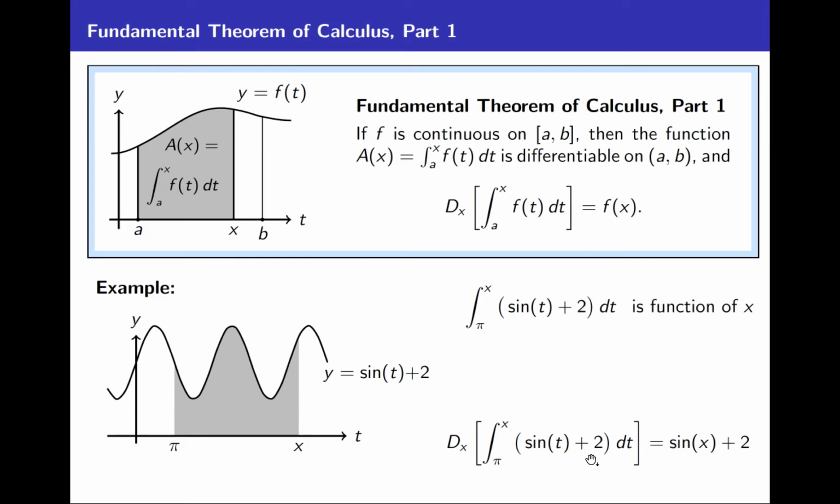The t was just a dummy variable. The value of this function depends on x, so its derivative needs to be a function of x. And the Fundamental Theorem of Calculus says it's sine of x plus 2. That's the Fundamental Theorem of Calculus, Part 1, in this example. This may look a little bit cryptic, and perhaps it is, but we are shortly going to move on to the Fundamental Theorem of Calculus, Part 2, that falls out of Part 1, and it's very useful.